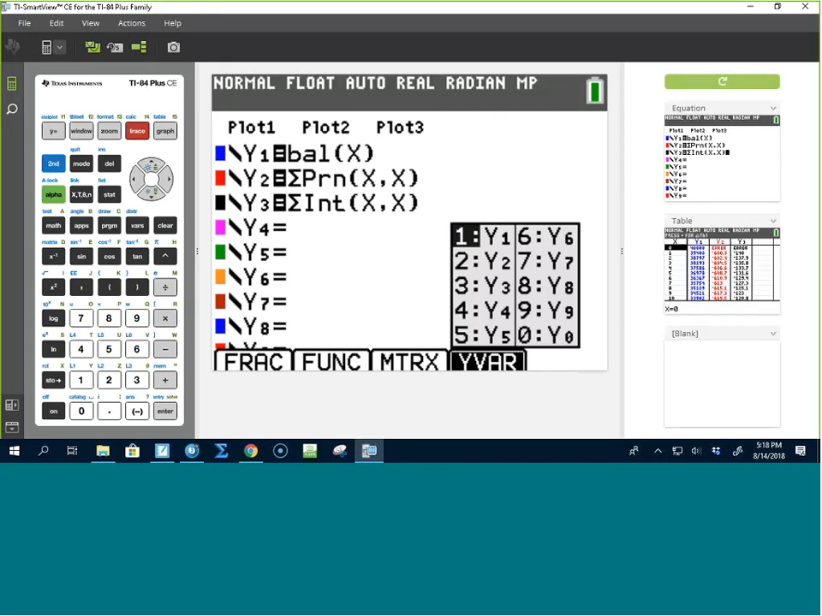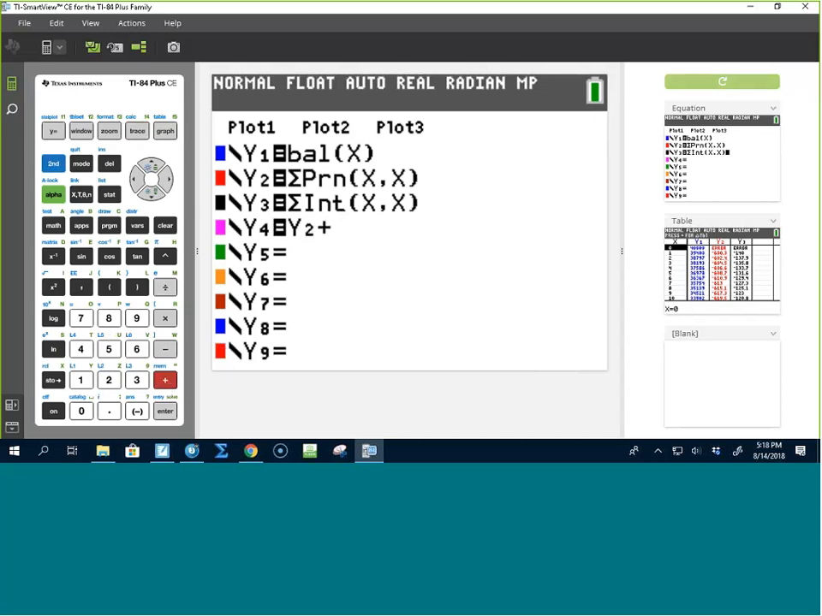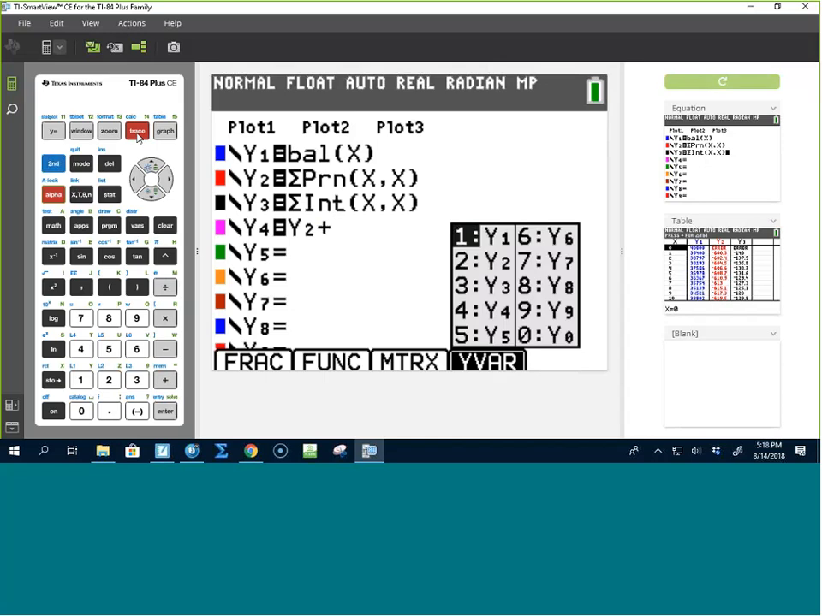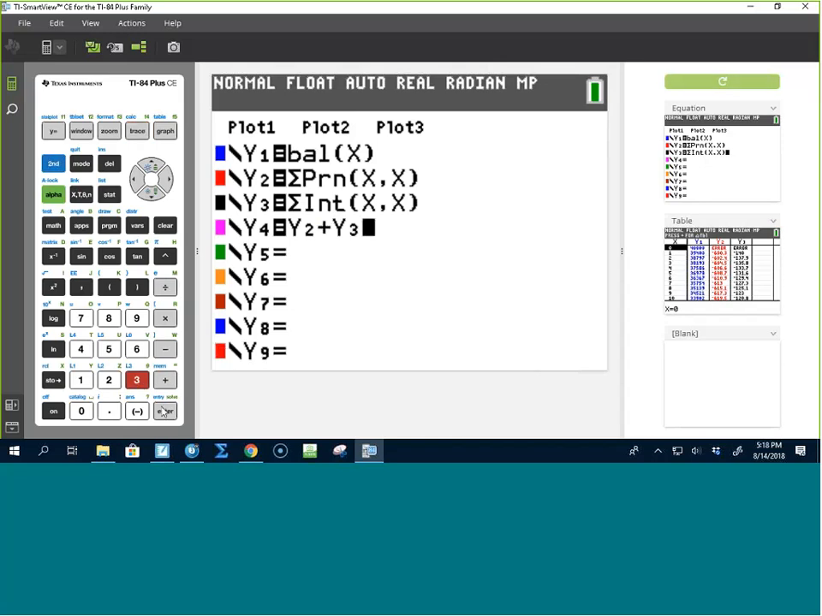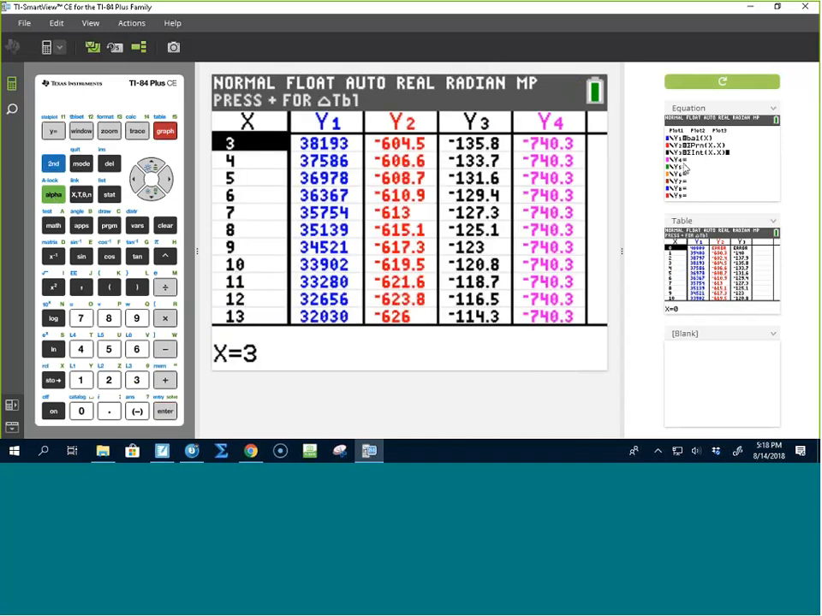That's one thing that's really nice, is this feature in the teacher view can help me with that. So I'm going to press 2. And if I add it to Y3, again, I'm not going to see anything in the graph right here, but when I go to the table, the amount that I pay to my principal and the amount that I pay to interest all add up to that original payment.